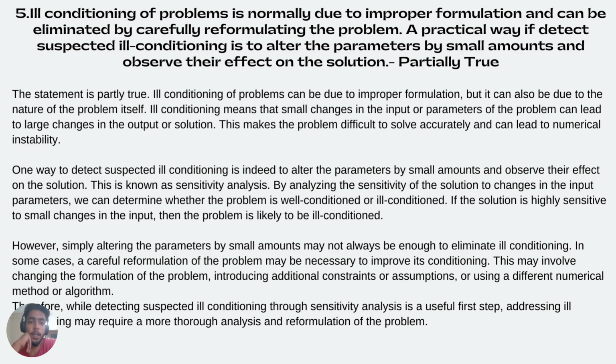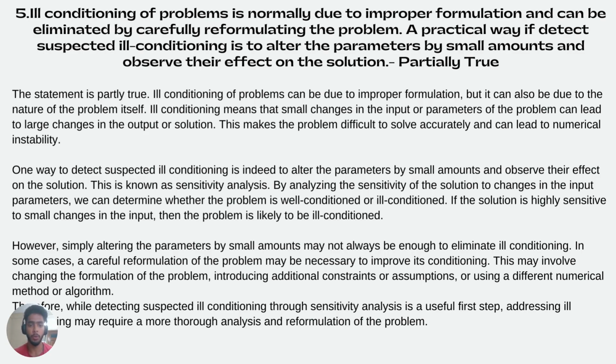Ill conditioning of problems is normally due to improper formulation and can be eliminated by carefully reformulating the problem. A practical way to detect suspected ill conditioning is to alter the parameters by small amounts and observe their effect on the solution. I would say the statement is partially true, because ill conditioning of problems due to improper formulation can also be due to the nature of the problem itself. Ill conditioning means that small changes in input or parameter of the problem can lead to large changes in output or solution.